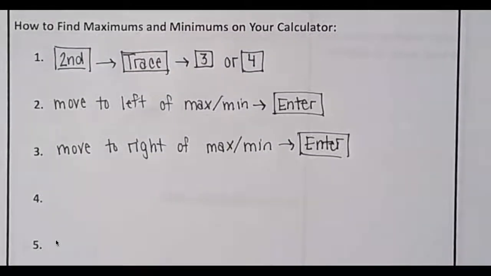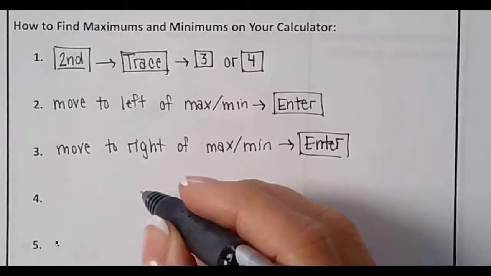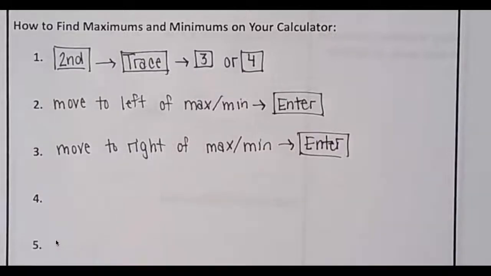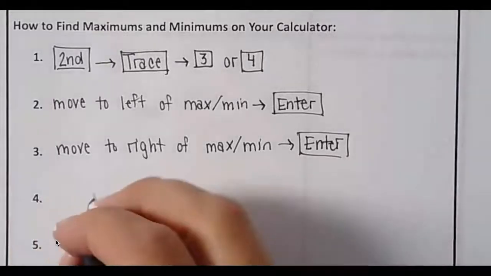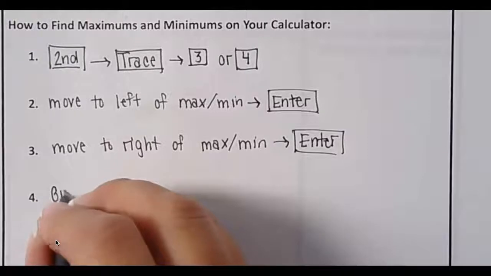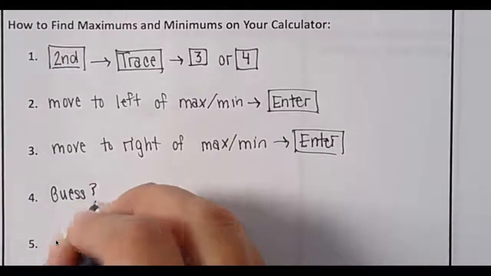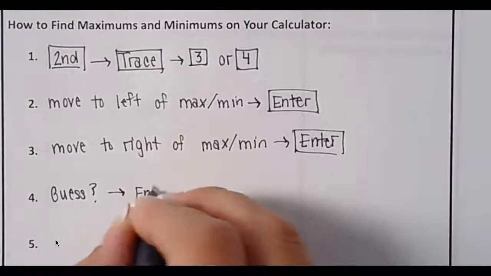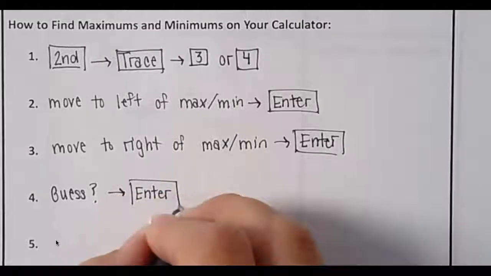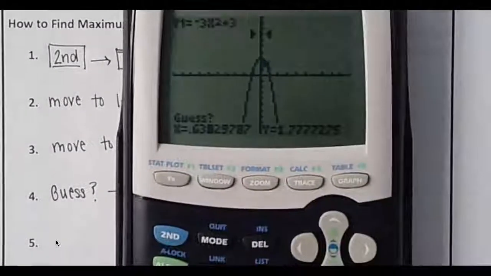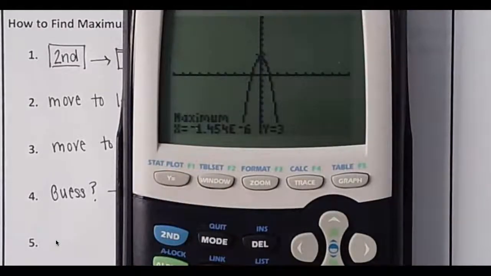It doesn't matter as long as your cursor ends up to the left of the max or min, and as long as your cursor ends up to the right. Make sure it's kind of close, but it just needs to be to the left or to the right. Then it's going to ask you, guess, and you're going to hit enter. Make sure it says guess down here. Hit enter again.